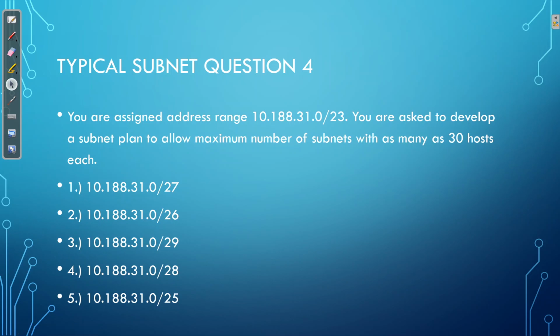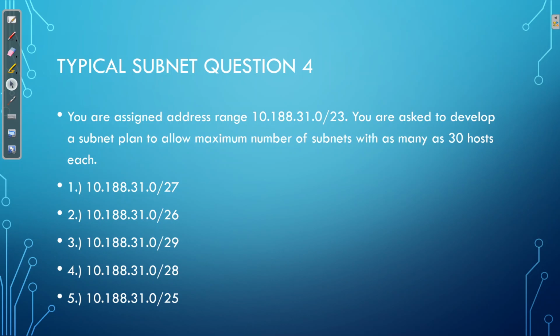Moving on to number 5. You are assigned address range 10.188.31.0/23. You are asked to develop a subnet plan to allow the maximum number of subnets with as many as 30 hosts each. Okay guys, so pause the video, give this a try yourself, and then when you think you've got the answer, play it and we'll work through this together.